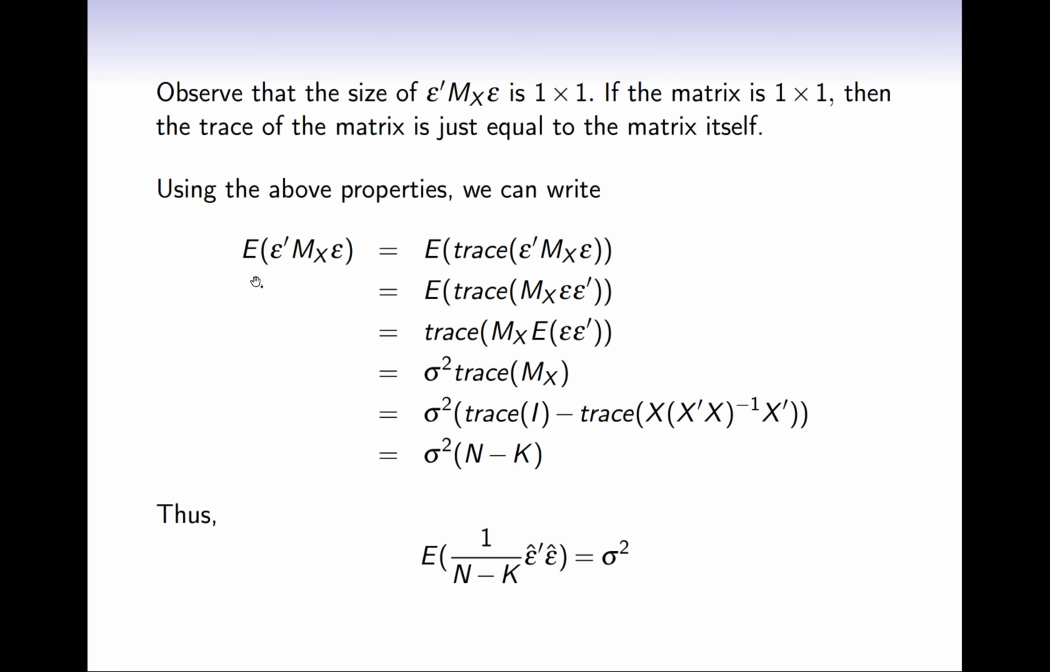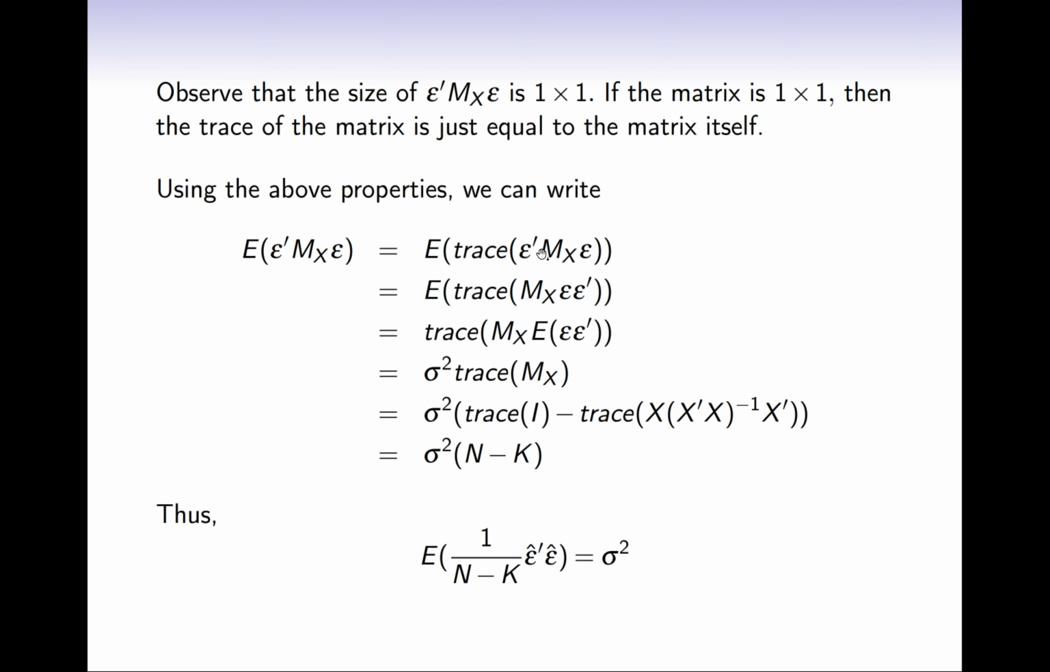All right, so let's look at E of epsilon prime Mx epsilon, because that's the numerator of that estimator for sigma hat squared. So what's the size of this? Well, this is n by n. So epsilon prime is 1 by n. So this whole thing is 1 by 1, because we have a 1 by n, n by n, n by 1. Okay, and so it's just one number. And the trace of one number is that number. Okay, so this is kind of the clever part of the proof. You can stick in the trace operator. Okay, and now we can use all these trace operations.